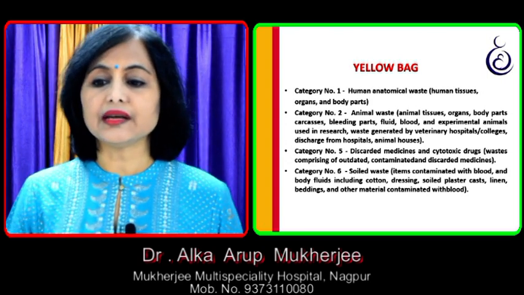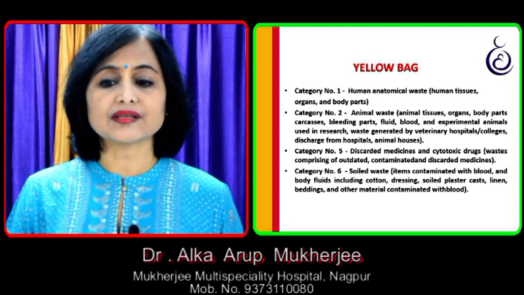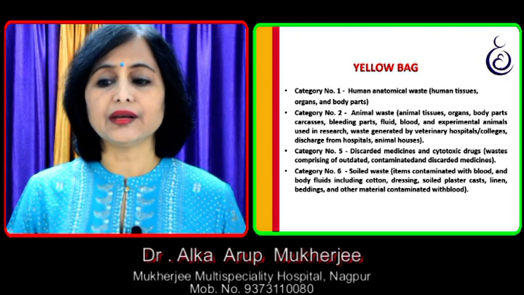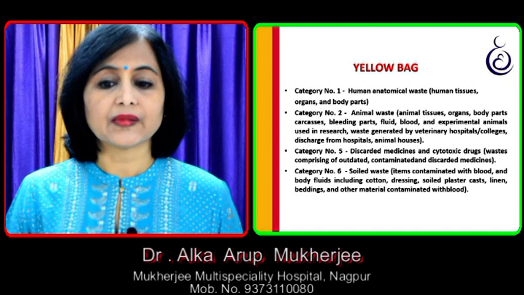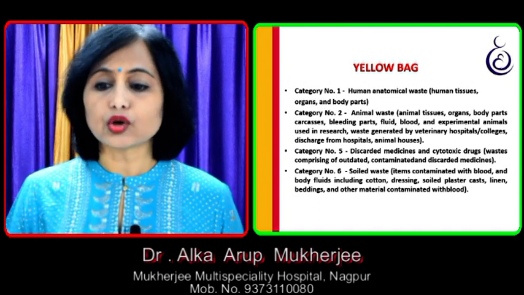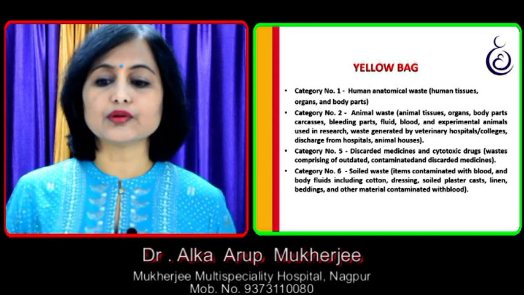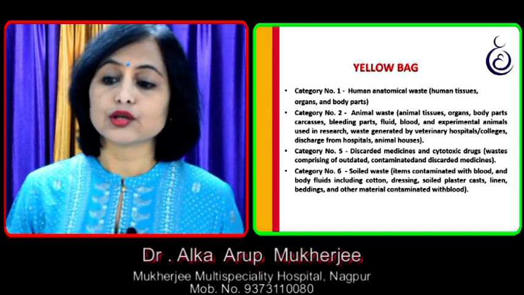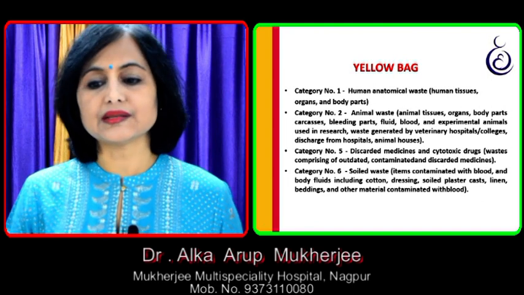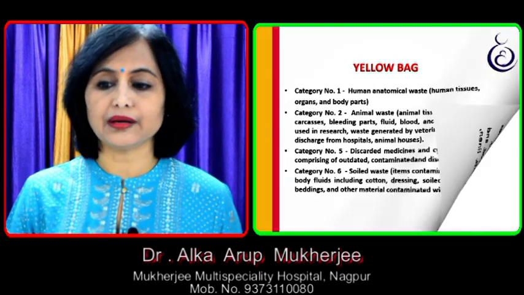Category 5, discarded medicines and cytotoxic drugs, waste comprising outdated, contaminated, discarded medicines. And category number 6, solid waste, items contaminated with blood or soaked with blood, body fluids including cotton, dressing, soiled plaster cast, linen, beddings and other material contaminated with blood.